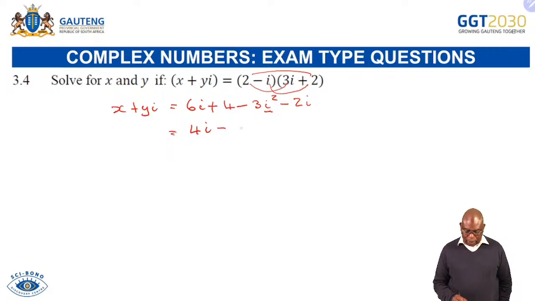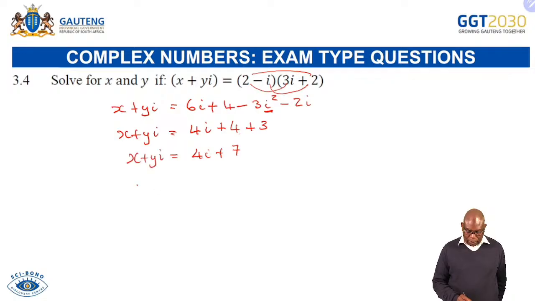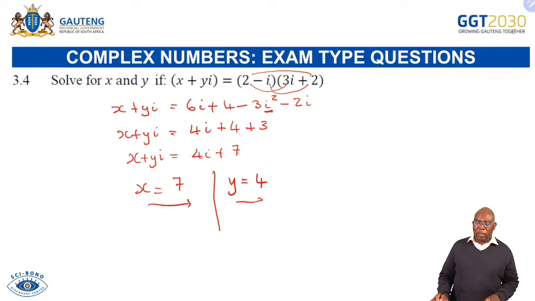Then I'll have plus 4 minus, plus 3, because that will give me a negative 1. So I'll get 4i plus 7. Because the 4 is positive, which is fine. And then from there we have 4 plus 3, because that one will give me a positive. Then keep the x plus yi, and the x value will be 7 and my y value will be 4, and these are the two x and y values.